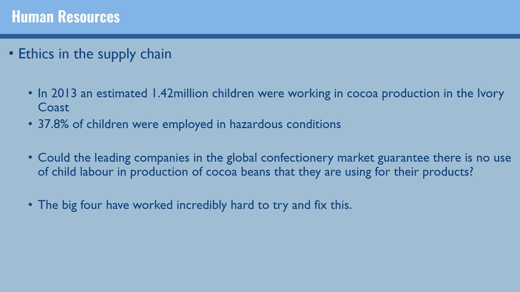So the question must be asked, could the leading companies in the global confectionery market guarantee that there is no use of child labour in production of cocoa beans that they are then using for their products? It's something that has a massive negative impact on their reputation if it's discovered that that's the case. I don't think consumers in the developed economies want to purchase goods where they know that child labour has been used in production. And so therefore the big four companies that we mentioned earlier, Mondelez, Nestle, Mars and Ferrero and others, have worked incredibly hard to try and fix this. And they've put a lot of different things in place to try and make their supply chain a little bit more ethical.